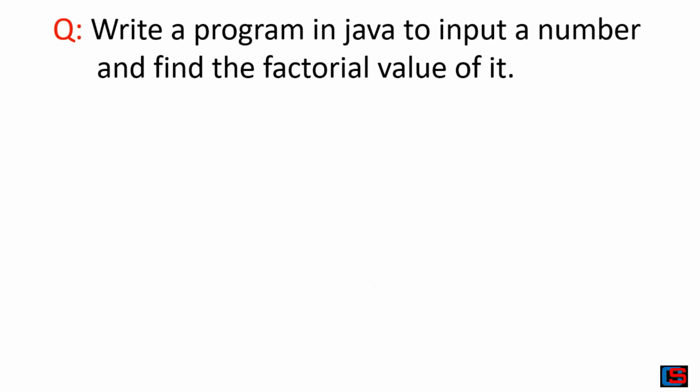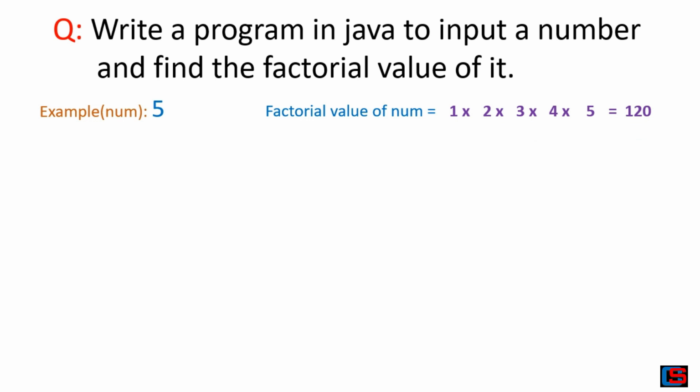So let's take an example. Suppose the number inputted by the user is 5, then the factorial value of 5 will be 1 into 2 into 3 into 4 into 5. So it becomes 120. Suppose someone entered the value 10, then it is going to multiply 1 into 2 into 3 into 4 into 5 into 6 into 7 into 8 into 9 into 10, and the multiplication value will be the factorial value of number 10.